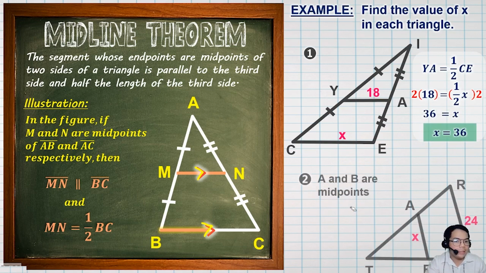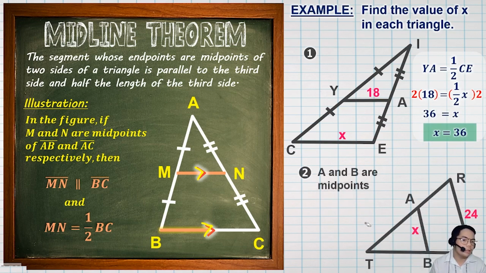Aside from that, we can also have this given example. We have here triangle TRY, wherein A and B are both the midpoints of side TR and side TY, respectively. Ito naman yung na-create natin na midline, and it measures x. Ang given naman natin sa pangatlong side ay si RY, which measures 24. Now, the question is, what do you think is the value of x?